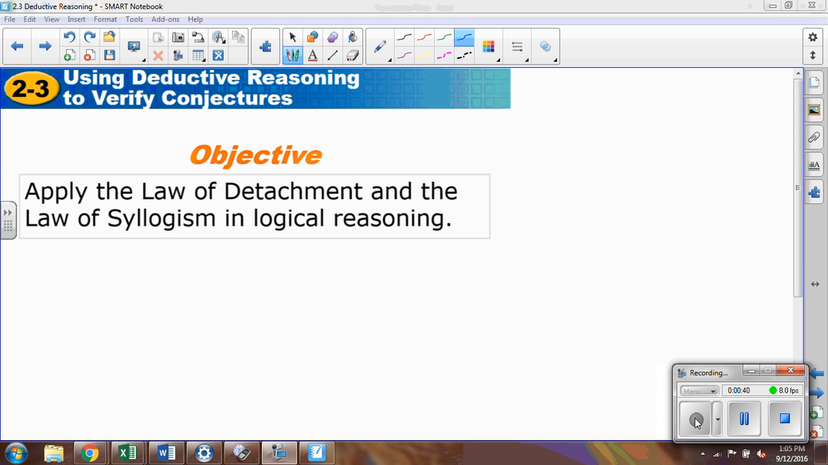We only have two objectives for today. We want to be able to use the law of detachment to make a logical conclusion. We also want to use the law of syllogism to come up with a logical conclusion. I will let you know it is not important for you to memorize the names of these things. I don't care if you memorize the names detachment and syllogism. It's more important that you be able to use it and understand what they do instead of knowing their names.